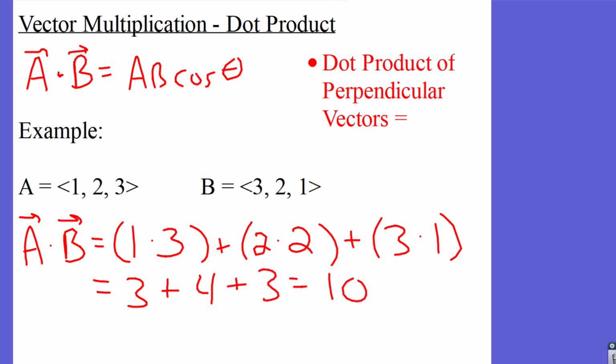It's a scalar product. We only looked at the things that were similar in this dot product, which means the dot product of any perpendicular vectors is going to be 0, because perpendicular vectors have nothing in common. They don't have any x, any y, or any z in common.